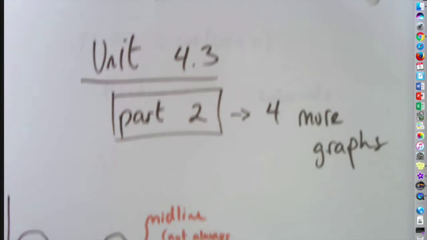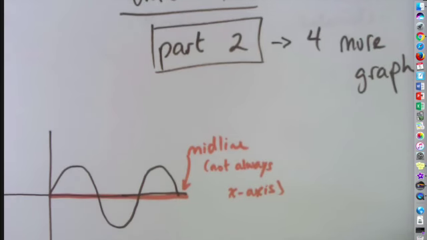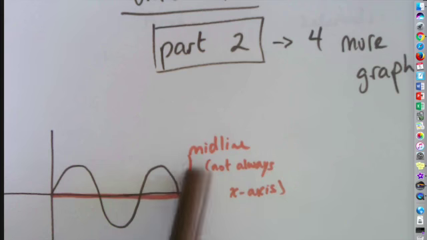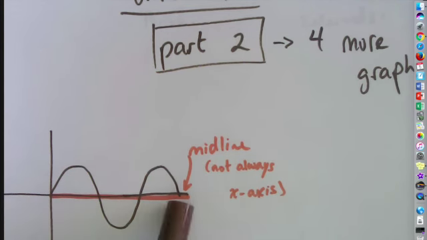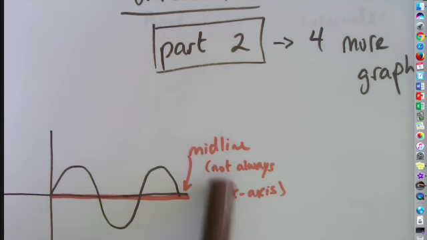Here's the second part. We got 4 more graphs to look at. I just want to make one quick note before I jump in. I did talk about a midline. The midline is going to be a horizontal line that cuts a sine or cosine graph directly in half. And I also want you to know that it's not always the x-axis.